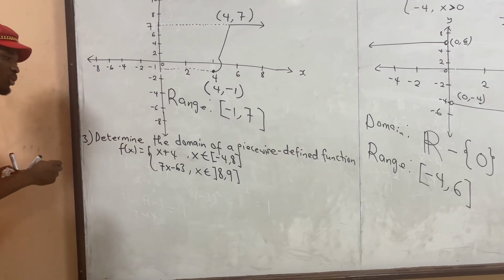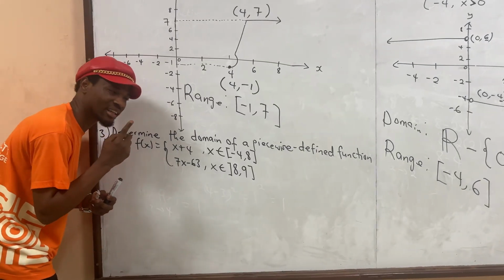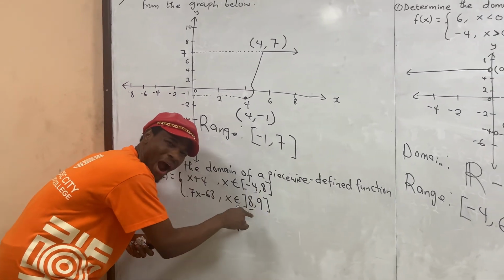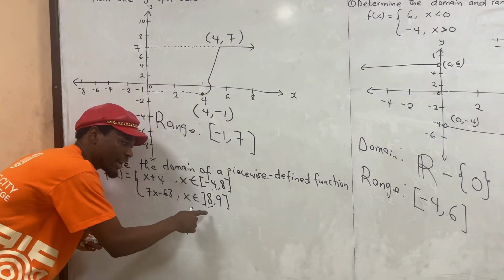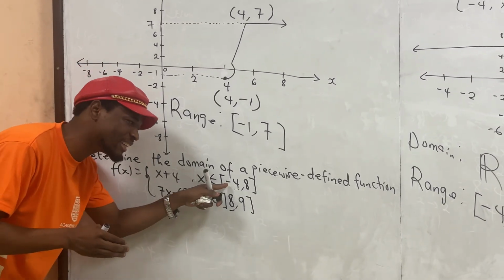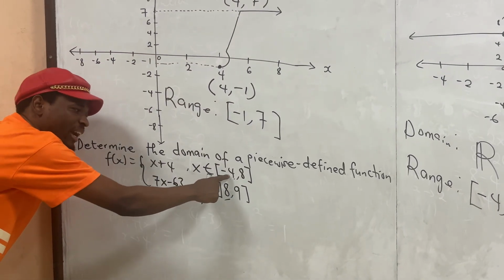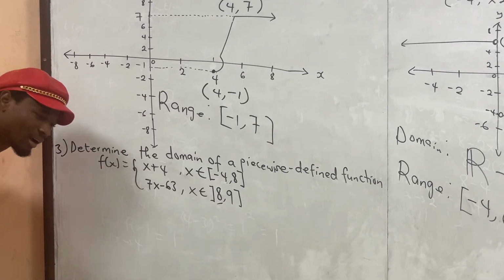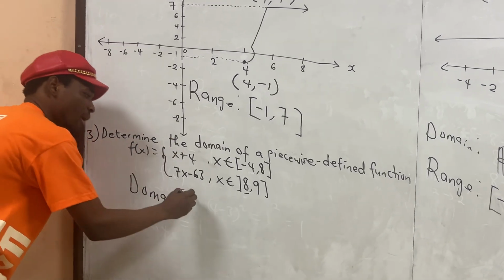Good. So what do we do here? Let me give you a trick. Remember, for the domain, what are we interested in? We are interested in the x values. But for range, we are interested in the y coordinates or the y values. So what do I have here? I have negative 4 and I have 8. Under normal circumstances, we start from the negative numbers to the positive numbers. So therefore, it's from negative 4 to 8. And that will be the domain. As simple as that.